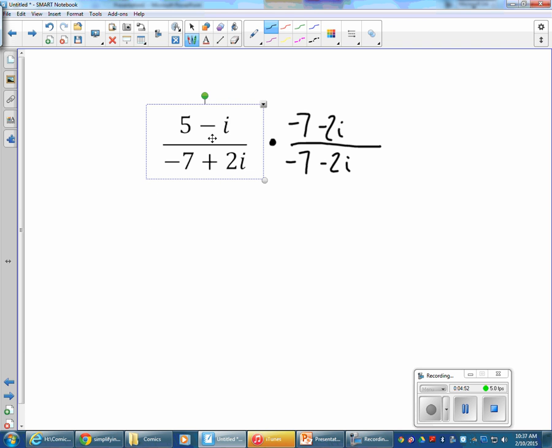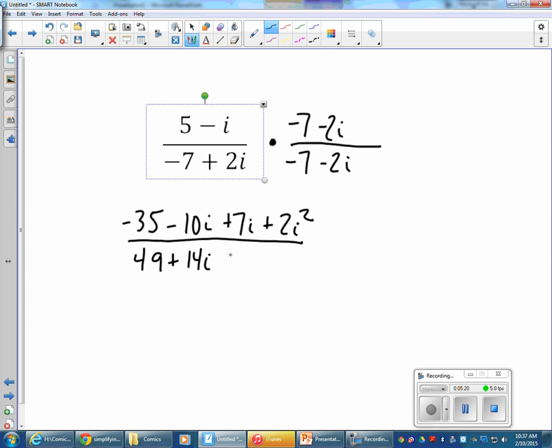Since it's a binomial times a binomial, I have to do FOIL on the top and the bottom here. Out first, 5 times negative 7 is negative 35. The outer would be minus 10i. The inner would be plus 7i because it's a negative i times a minus 7. And then the last would be plus 2i squared. On the bottom, negative 7 times negative 7 is 49. The outer would be plus 14i. The inner is minus 14i. And then the last would be minus 4i squared.